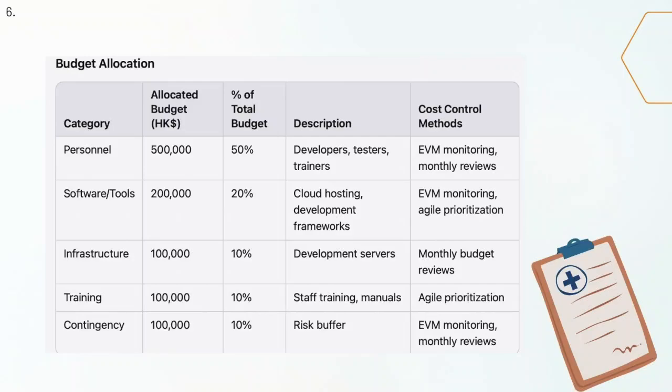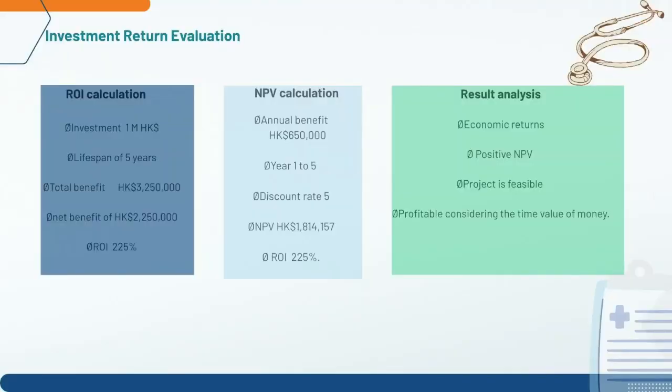We use EVM, monthly budget reviews and annual priority to control costs and ensure the smooth progress of the project. And we will calculate the investment return. Investment return evaluation is always an important topic. Regarding ROI, for every Hong Kong dollar invested, a net return of 2.25 Hong Kong dollars is expected within 5 years, demonstrating outstanding economic returns and significant economic benefits from the clinic.